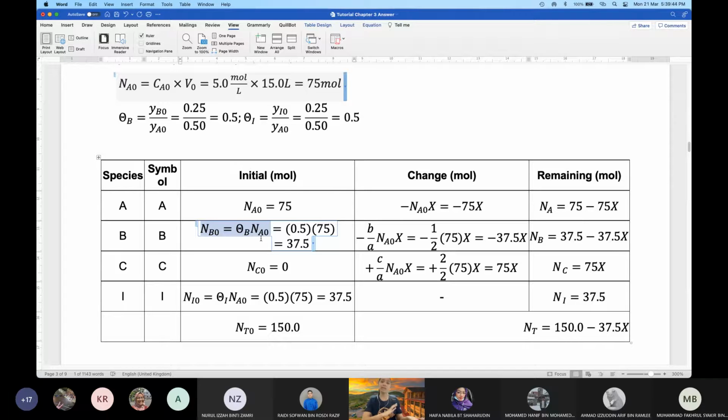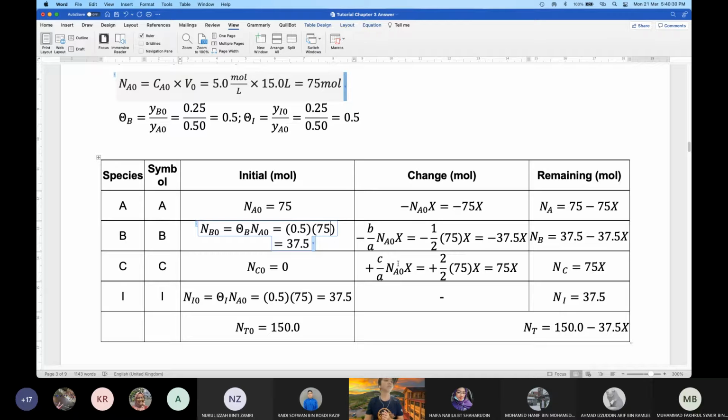Okay, dalam soalan ni we are given in terms of mole fraction. Kan ingat dia kata initially 50 mole percent A, 25 mole percent B, 25 mole percent inert. So we can calculate theta B based on this mole fraction. So theta B equals to mesti B terhadap A. So yB0, initial mole fraction of B over initial mole fraction of A. So 0.25 divided by 0.5, you get 0.5, half lah kan. So theta B 0.5 multiply with your Na0 yang kita dah tahu. So you get NB0 as 37.5. Ataupun basically kata, asalnya the reaction is between 75 mole of A and 37.5 mole of B.